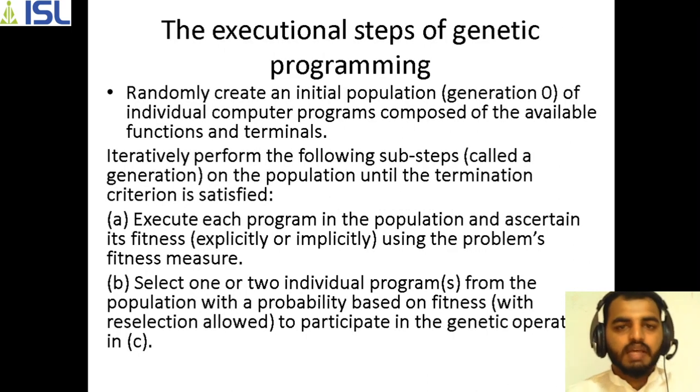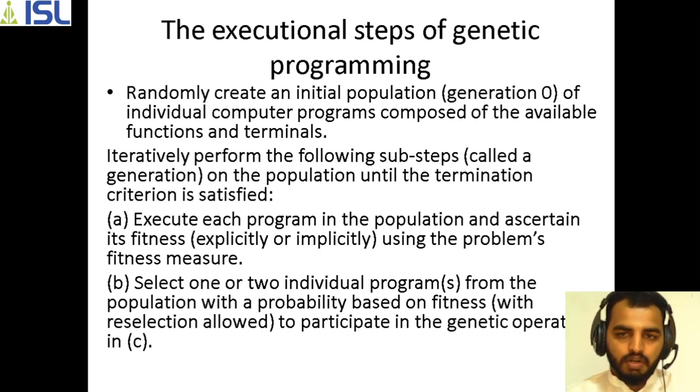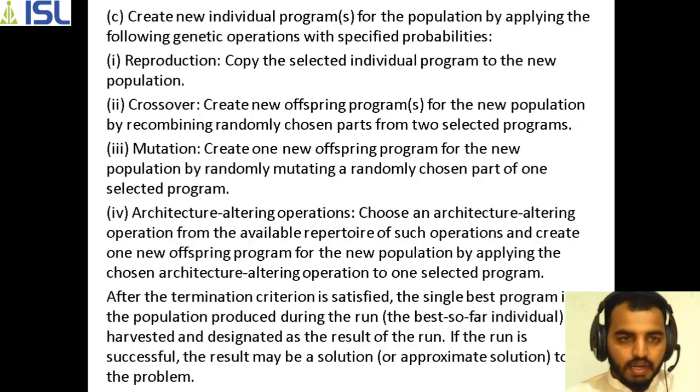Now, what are the executional steps for genetic programming? What are the different executional steps? The first one is to randomly create an initial population, generation 0, of individuals, which are computer programs composed of available functions. Now, this we have studied.